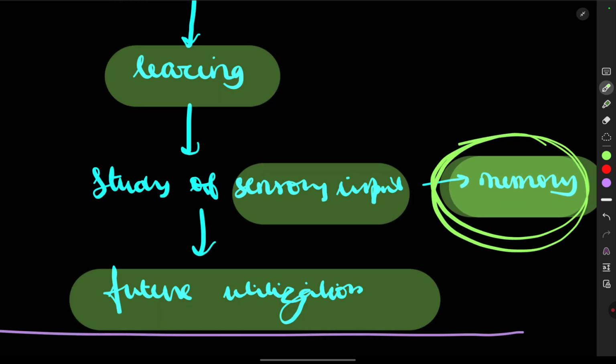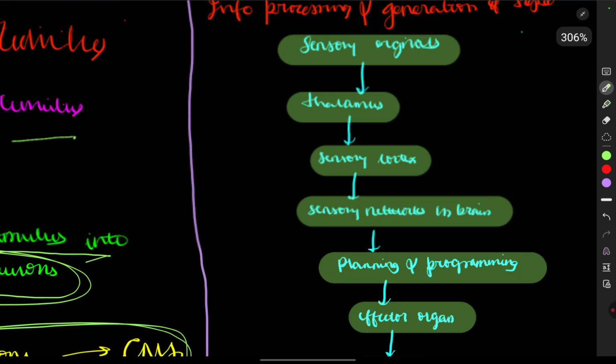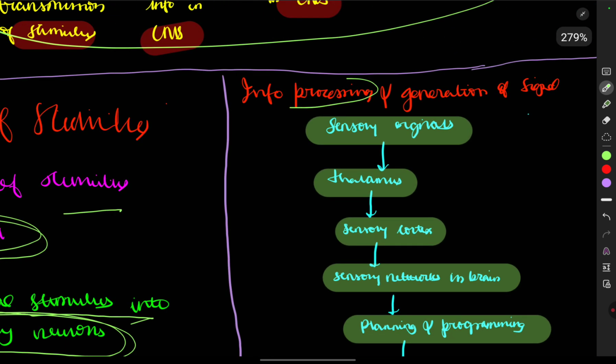The next time you see the pan again, you will get a memory that yes, this pan was hot the last time and I had pulled my hand back. So this creates a memory. Okay, so this is how the information is presented, how it is processed, and how the generation of the signal takes place.